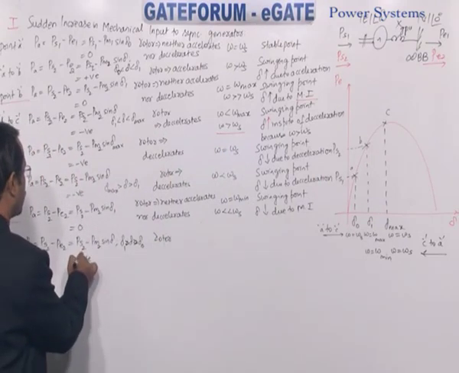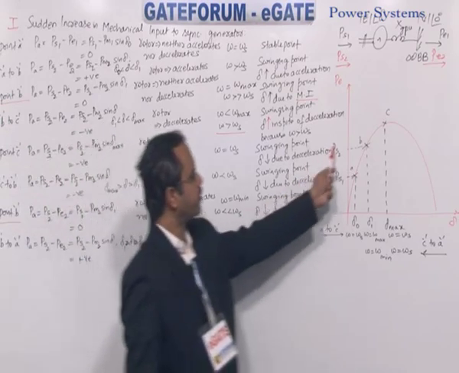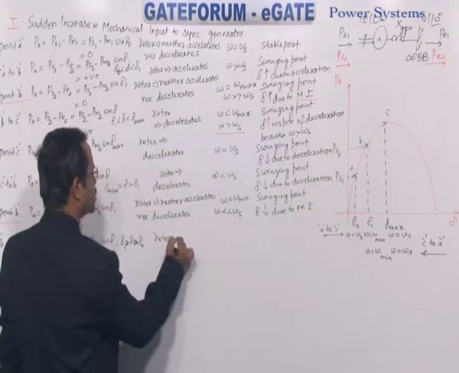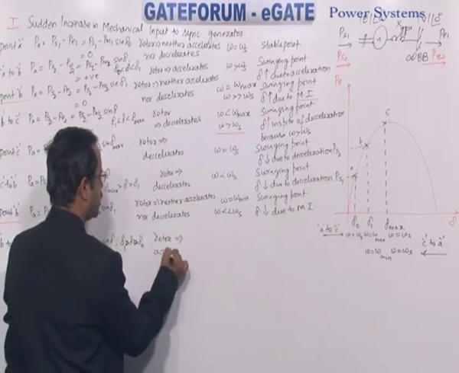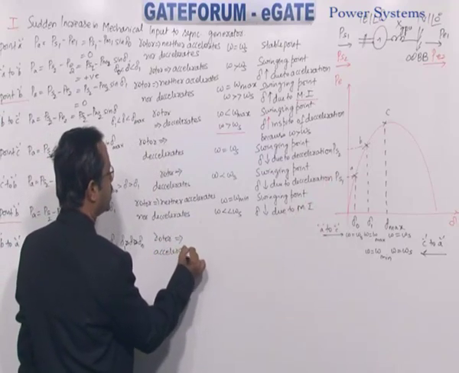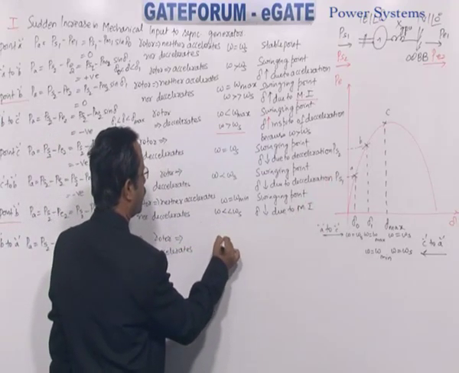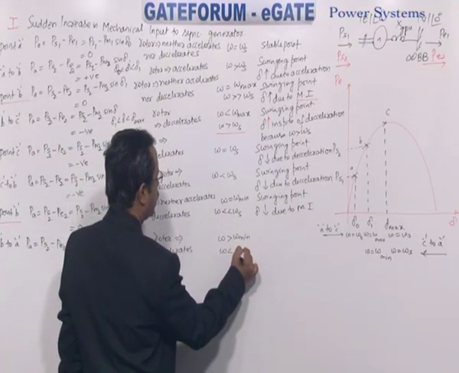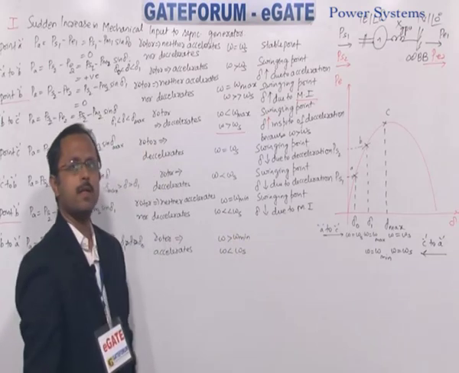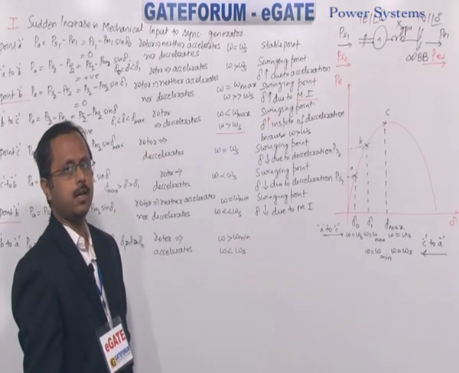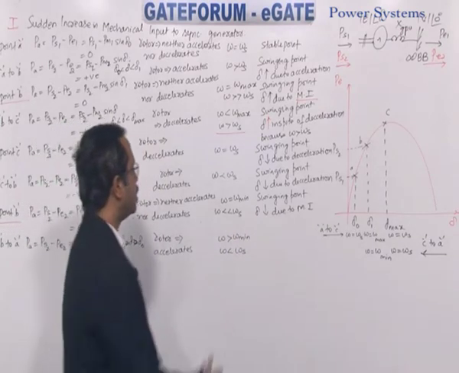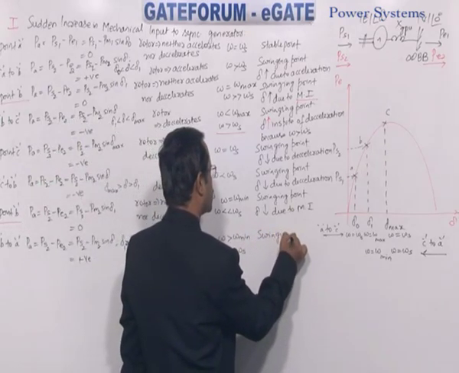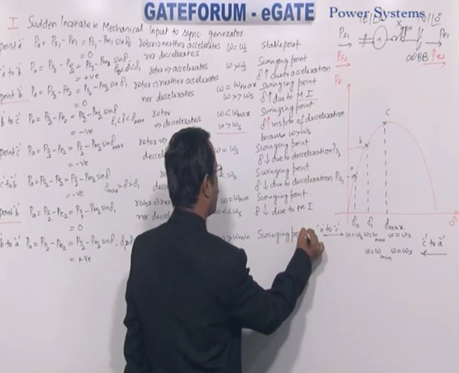Sir, it is positive. Mechanical input is greater than electrical output. PA positive means the rotor accelerates. So what happens if the rotor accelerates? Omega will be greater than omega mean, but still it is less than omega s. And what does this refer to? This refers to the swinging point.